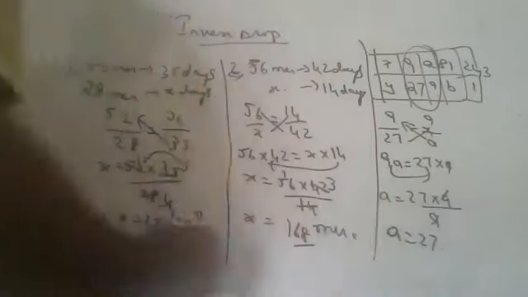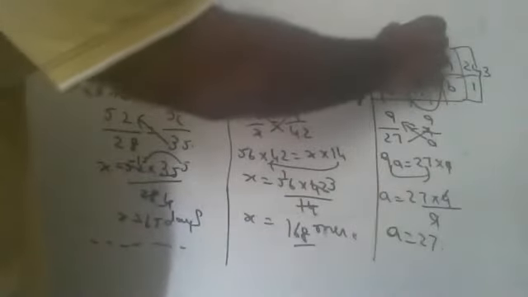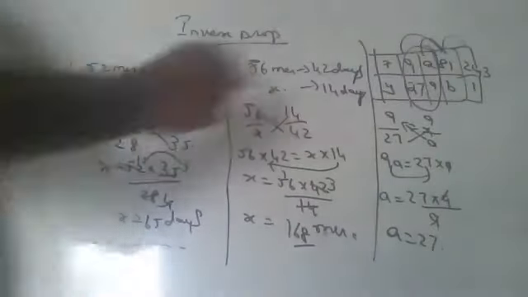9 will go down, children. A is equal to 27 into 9 by 9. 9 cancel. So children, 27 is your A. If you want to find out B, children, you can do with this, or you can do with this also. Okay, I want with this.